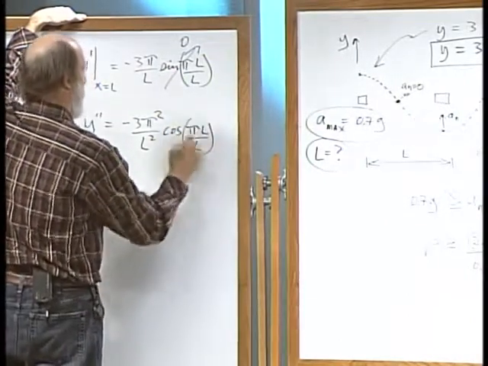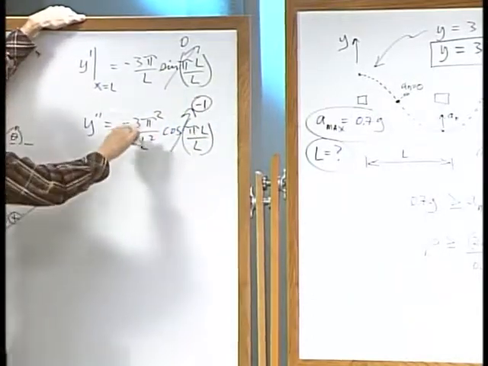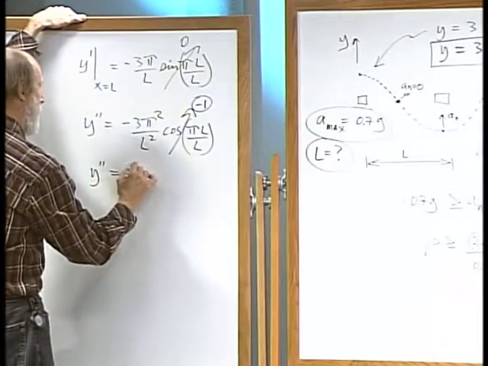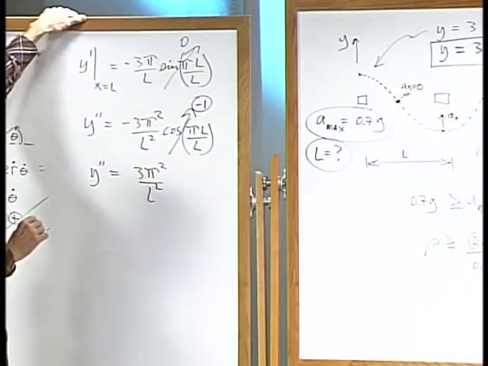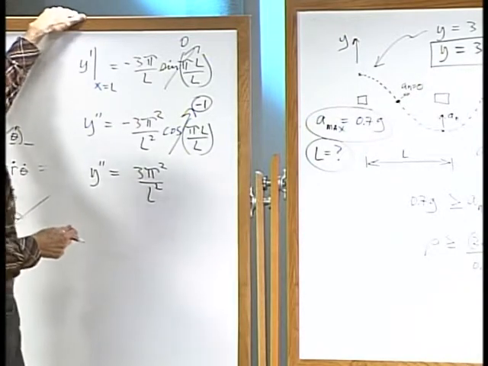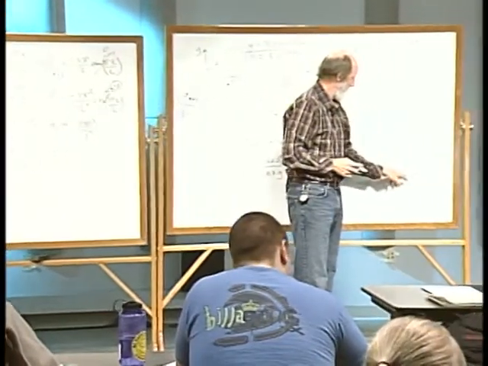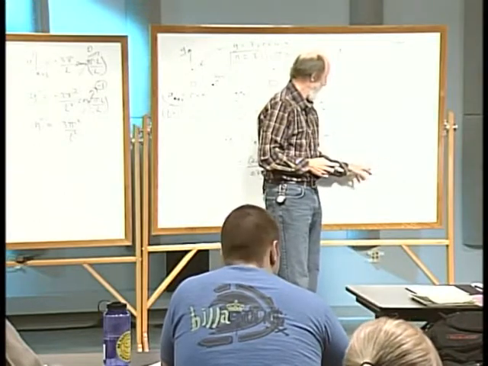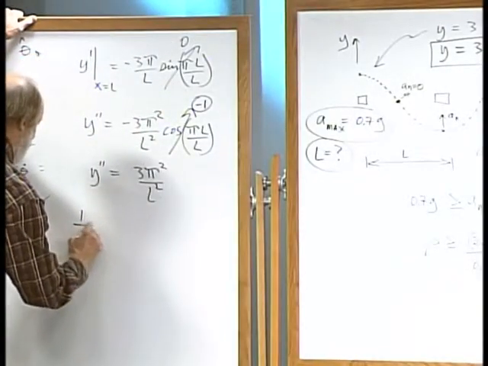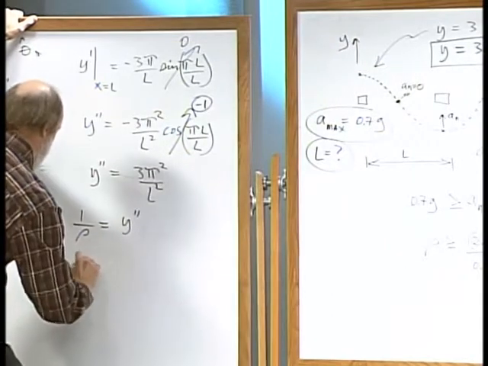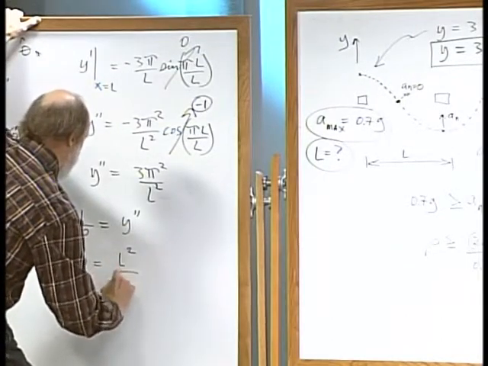Okay. So we end up with a negative 3 pi squared over L squared with a cosine of pi L over L, which is the cosine of pi. Negative 1 is that value. So that turns this positive, which is very nice. So we have 3 pi squared over L squared. And that denominator in this curvature formula just turns to 1, doesn't it? So 1 over the radius of curvature is simply that second derivative, which means our radius of curvature is going to be the reciprocal of this, L squared over 3 pi squared.